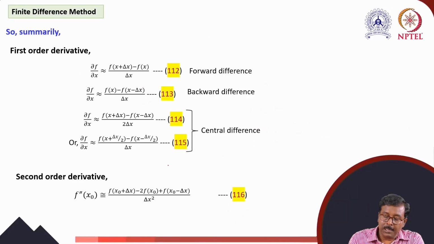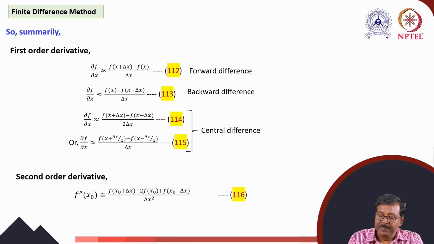So this is the summary. Again, you see the equation number I was mentioning: del f by del x is f of x plus delta x minus f of x, divided by delta x. This is the forward difference technique. You remember the forward side is the plus direction, where you are increasing x to x plus delta x.